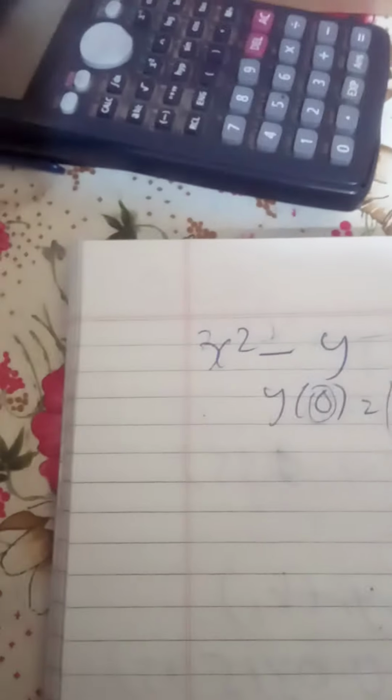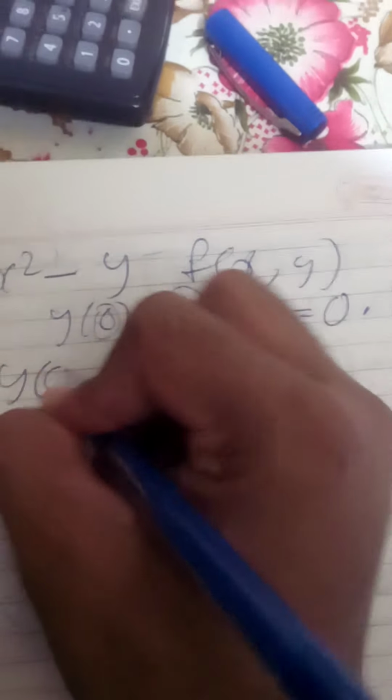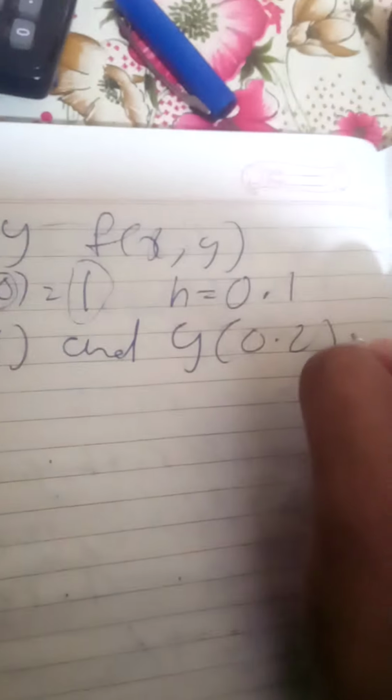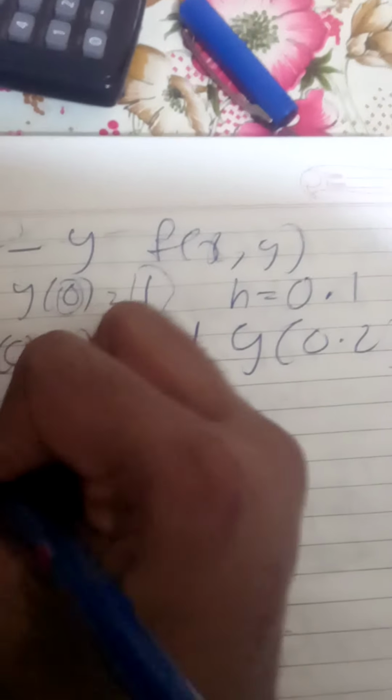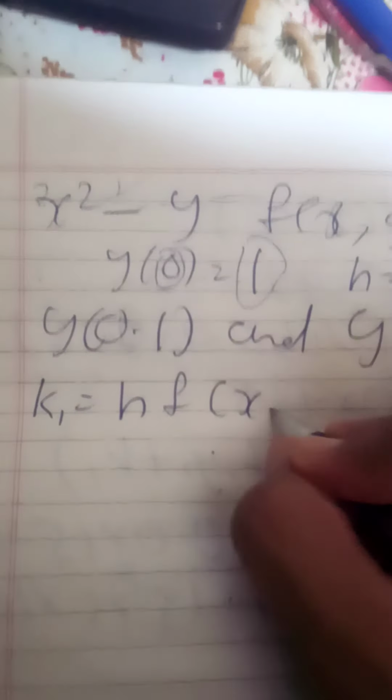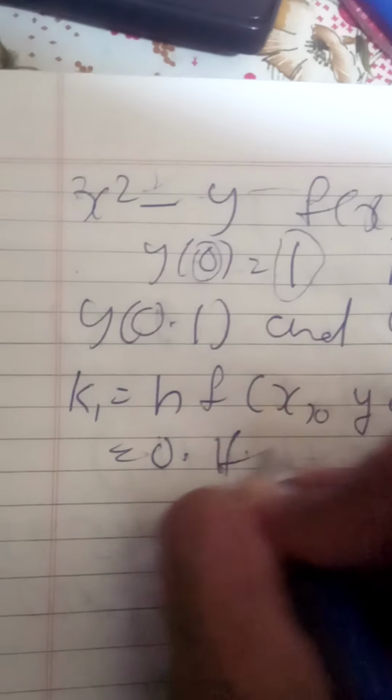Okay. So now I want to calculate y at x is equal to 0.1 and y at x is equal to 0.2. So first of all what I will do is calculate k1, h into f of x naught, y naught. Okay. So how much will be 0.1 into f of 0 comma 1? So how much is coming? Let me calculate. You also calculate. So it is minus 0.1.